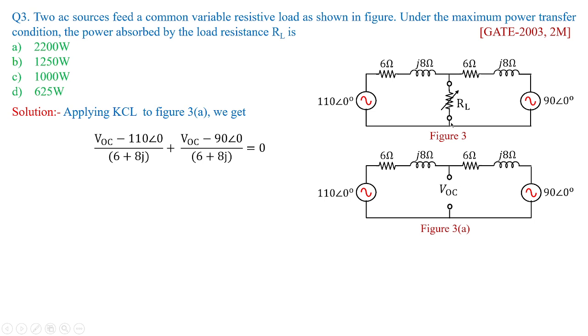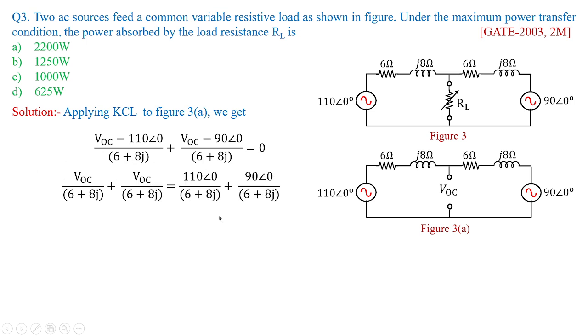So we are going to take the like terms on one side and the constant terms on the other side. So here you can see VOC by 6 plus 8j repeated twice. I am taking that on the left hand side and it is equated to the constant values, 110 by 6 plus 8j and 90 by 6 plus 8j. So easily you can simplify this equation to get the value of VOC. VOC is equal to 100 volts. How did you get 100 volts? You see here you have 6 plus 8j, so that can be easily removed.